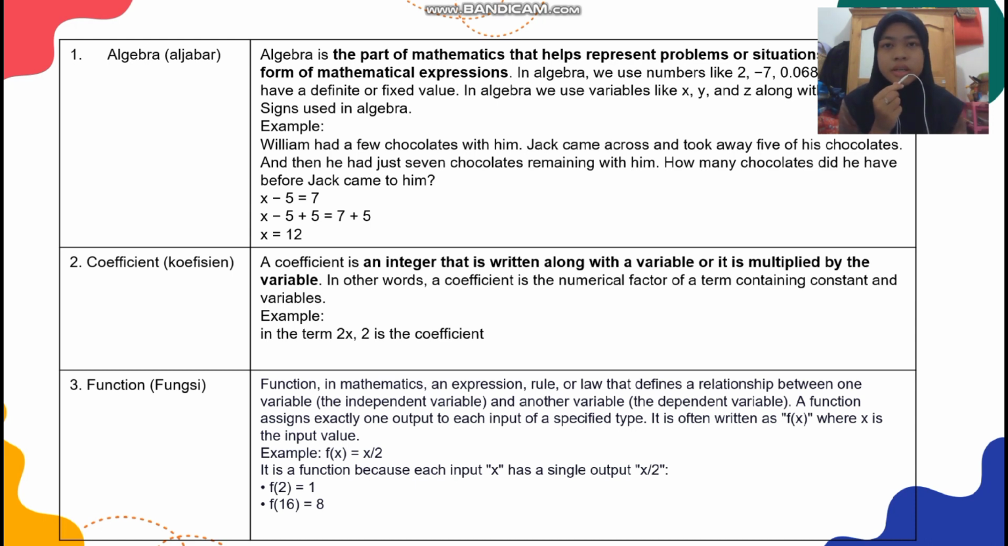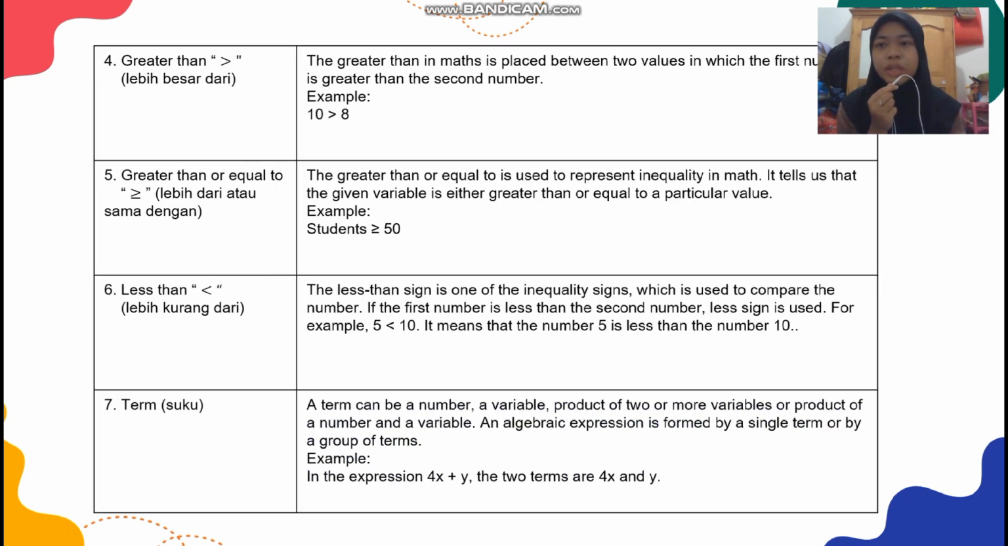The next is function, which means function. In mathematics, a function is an expression, rule or law that defines a relationship between one variable, the independent variable, and another variable, the dependent variable. A function assigns exactly one output to each input of a specified type. It is often written as f(x), where x is the input value. For example, f(x) equals x divided by 2. It is a function because each input x has a single output x divided by 2, and f(2) equals 1 and f(16) equals 8.